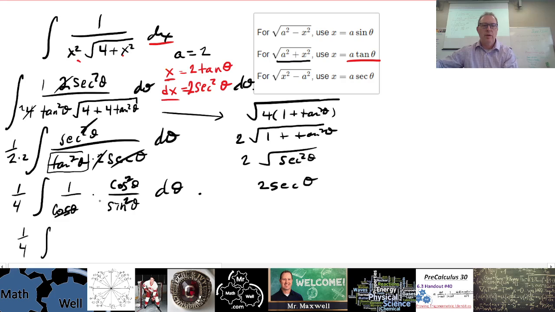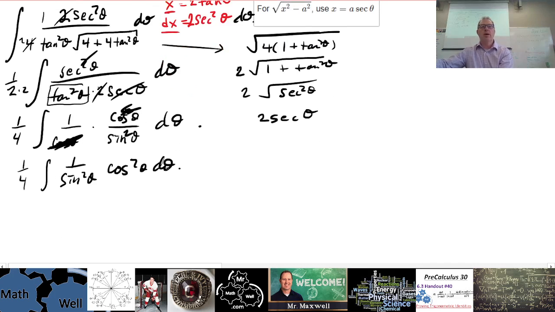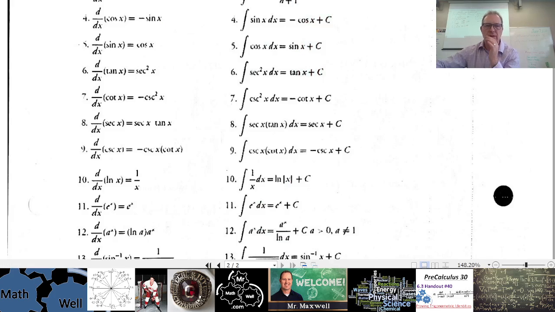All right. So now one of these coses goes with this cos, and I now have 1 over sine squared theta cos theta d theta. The reason why I wrote it like this instead of cos on top is to highlight this. And now what we're going to have to do, oh, my computer just crashed on me.